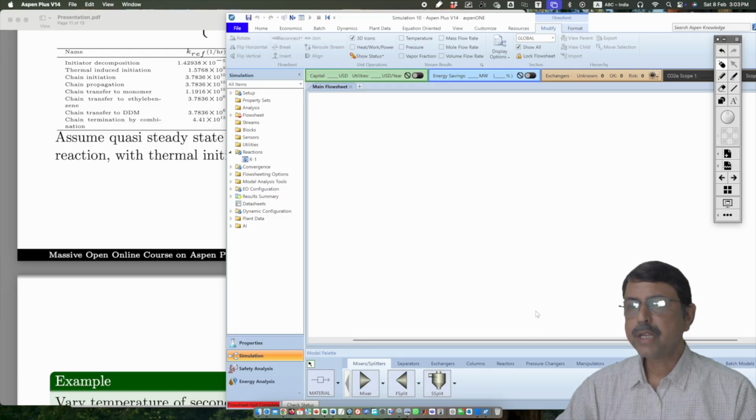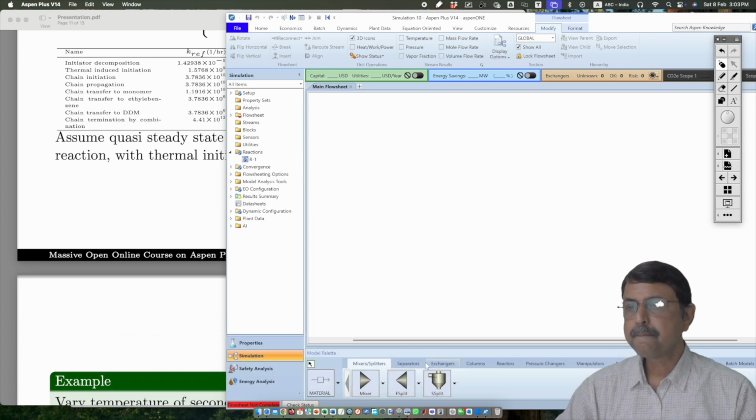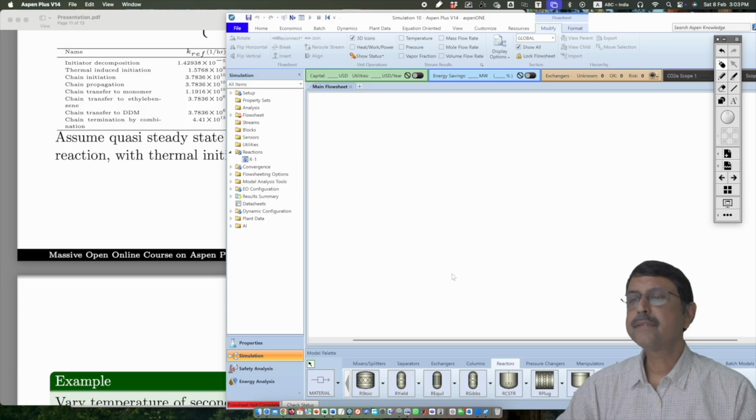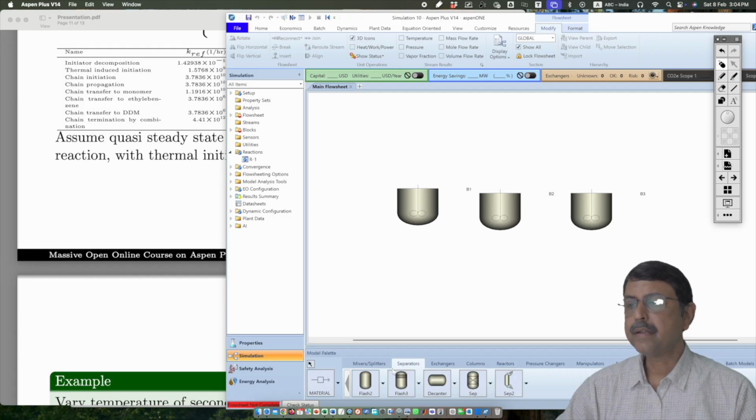So in the flow sheet, first let us take the reactors. So this is the first reactor, this is the second reactor, this is the third reactor. Okay. Then we have a separator, right? We have a separator and we have a feed.